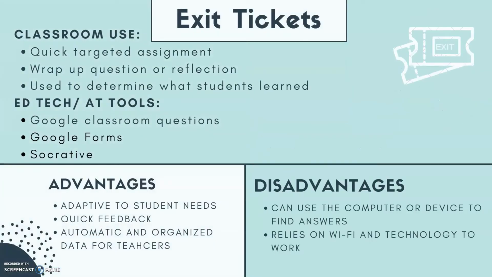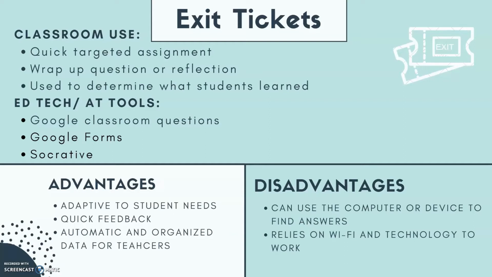An exit ticket is a quick, targeted assignment used at the end of class to gather data on what students take away from the lesson. It can be 1 or 2 questions that wrap up the entire lesson or more reflection-based. An example of a reflection exit ticket that I have used is the 3-2-1. Tell me 3 things you learned in class today, 2 things you had difficulty with, and 1 question you still have about the lesson. EdTech tools such as the question tool on Google Classroom, Google Forms, and Socrative are great ways to enhance this informal assessment.